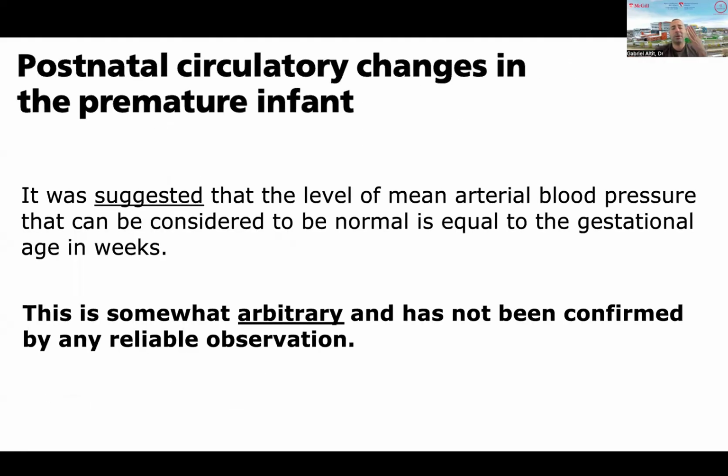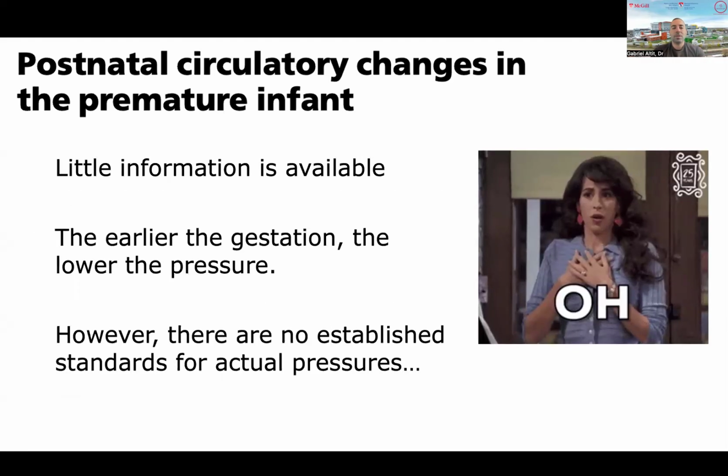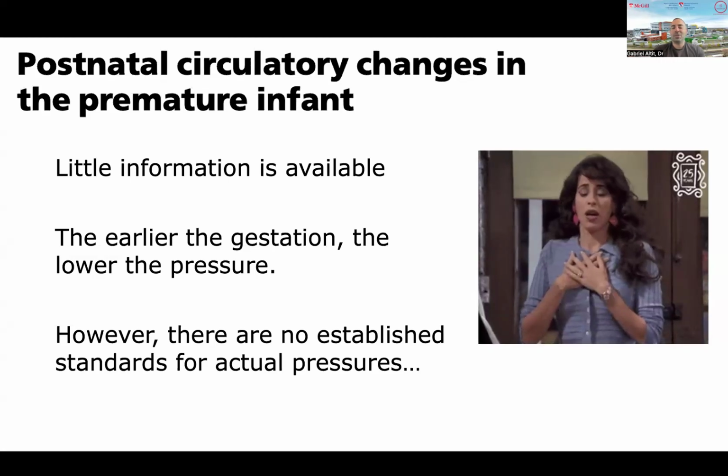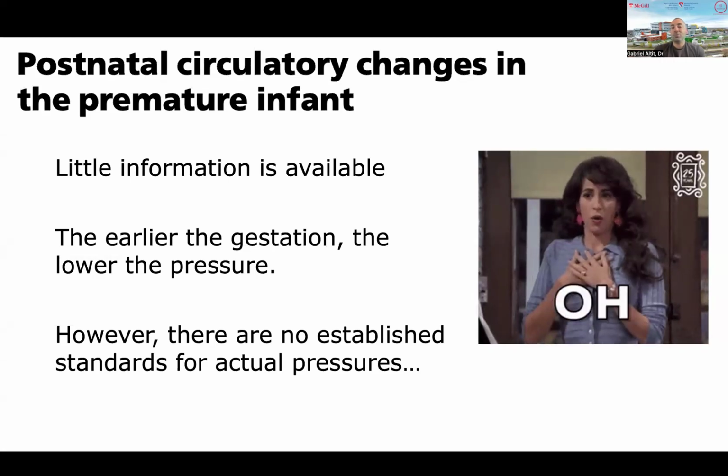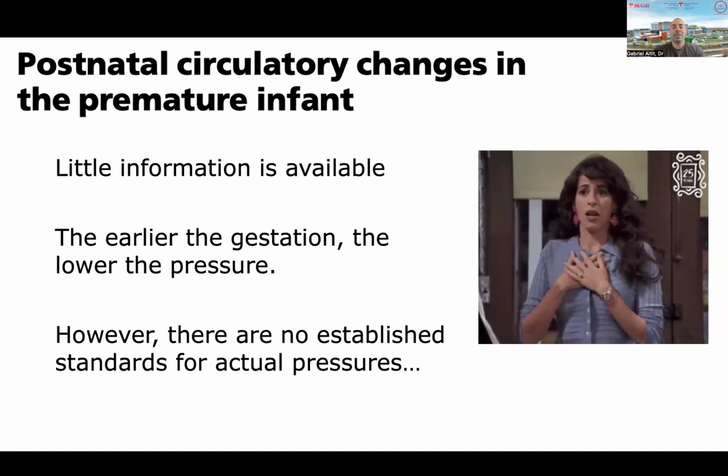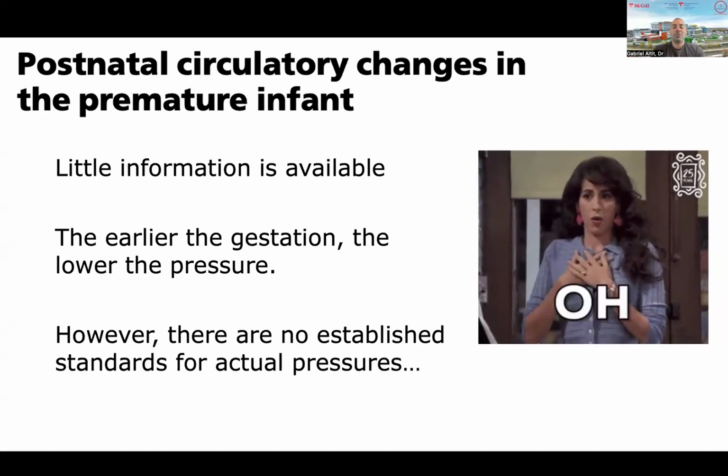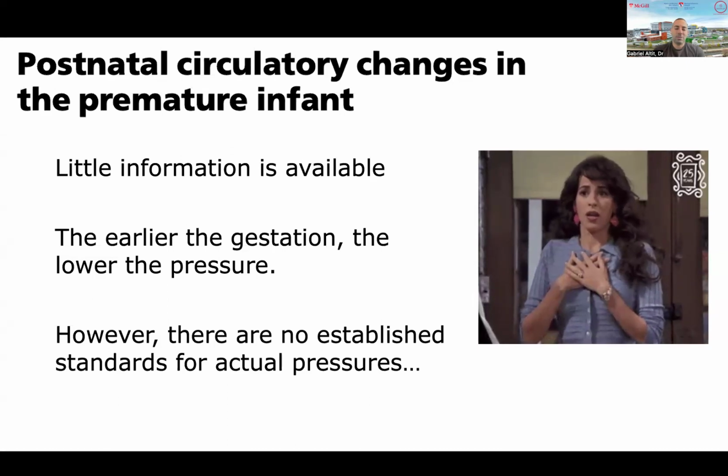And so when I went back about this idea of hypotension and prematurity, Dr. Rudolph mentioned it was suggested that the level of BP can be considered to be normal if equal to the gestational age in weeks. And he actually outlines this is somewhat arbitrary, and it's completely arbitrary and has not been confirmed by any reliable observation. He also mentions that little information is available. The earlier the gestation, the lower the pressure there will be because of their adaptation. However, there's no actual standards for pressures to be used.